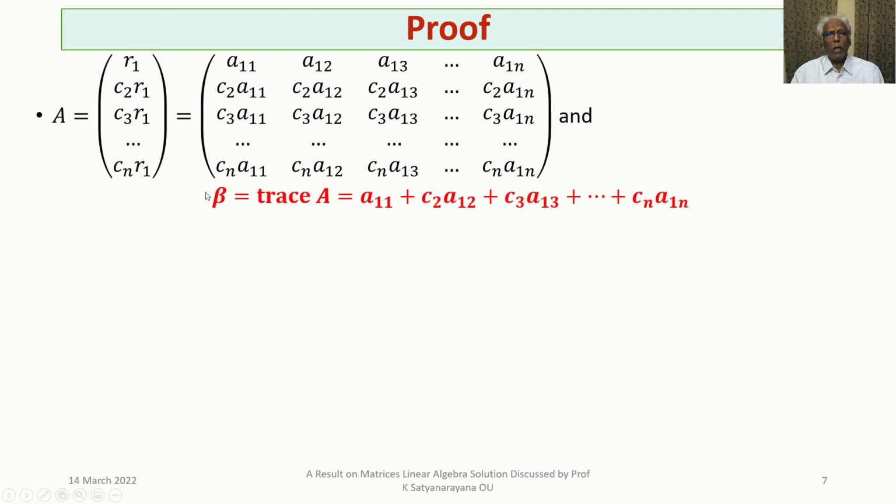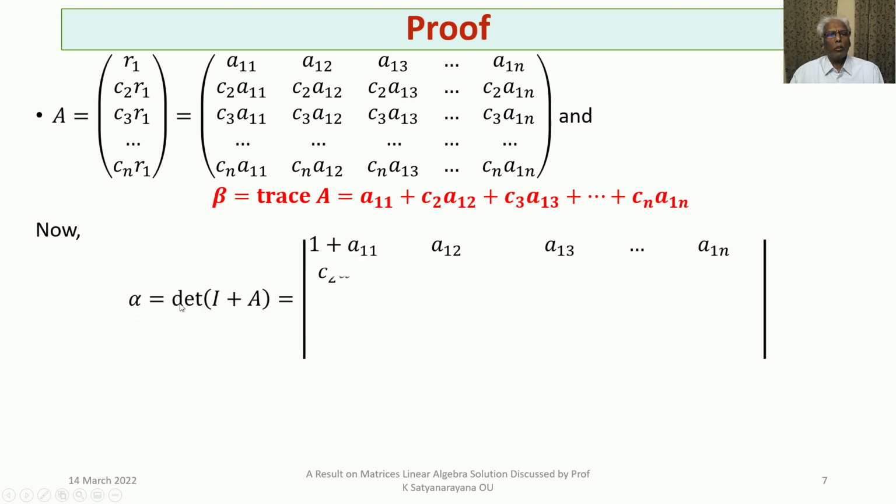So beta is equal to the trace of this matrix. The trace of the matrix is the sum of the diagonal entries, and that will be A11 plus C2 A12 plus C3 A13 plus Cn A1n.